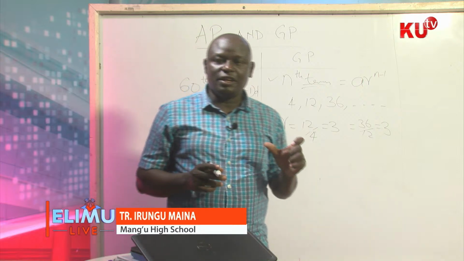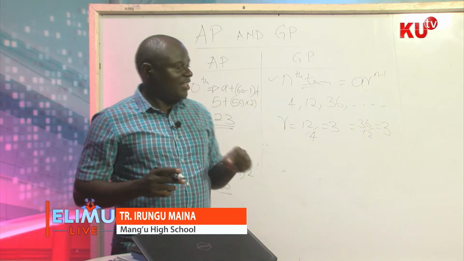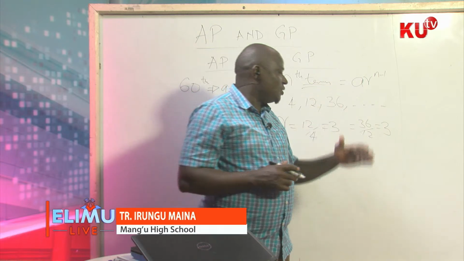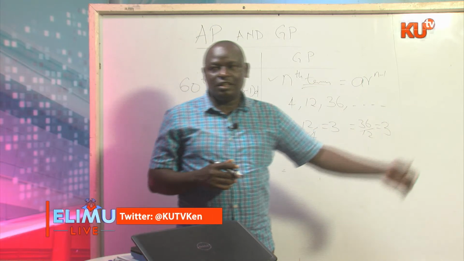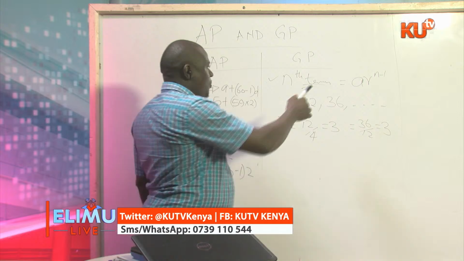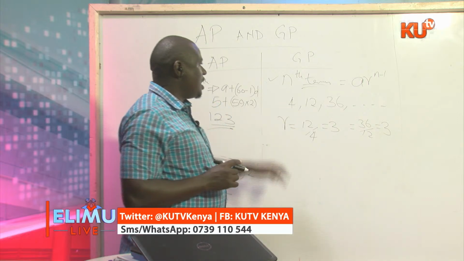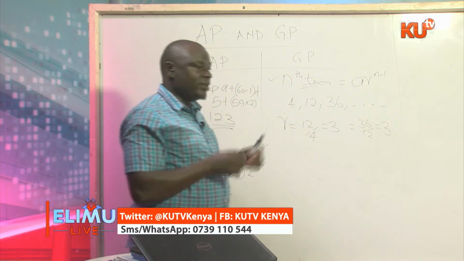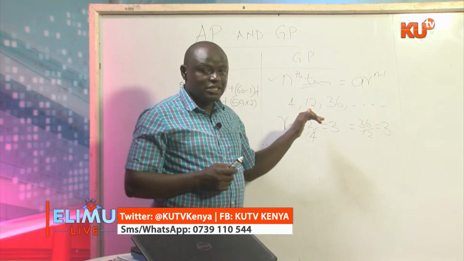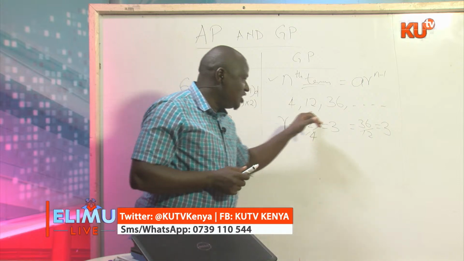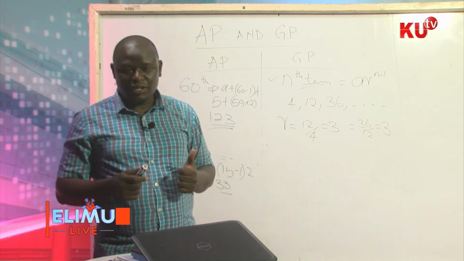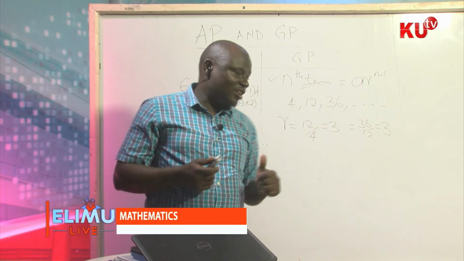The word common implies that should we continue with this pattern, at every point we shall continue getting 3, 3, 3, 3. Having said that, I want us now to consider the usage of the nth term. Suppose in this sequence, I told you this is a sequence, it's not a series, and this is a GP because it has a common ratio.